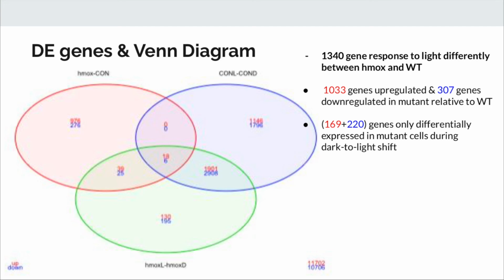Notably, as you can see in the green circle, there are 389 genes that are only differentially expressed in mutant cells during the light to dark shift. These genes might be responsible for the survival of cells in the absence of photosynthetic activity, or they could be abnormally regulated due to HMOX1 deficiency.